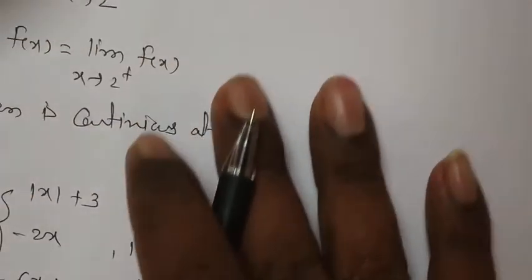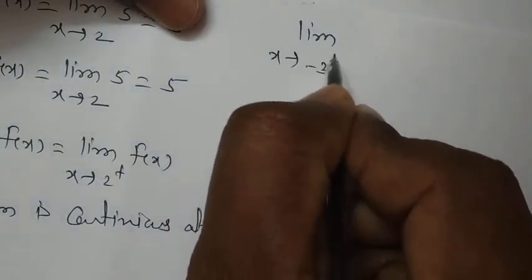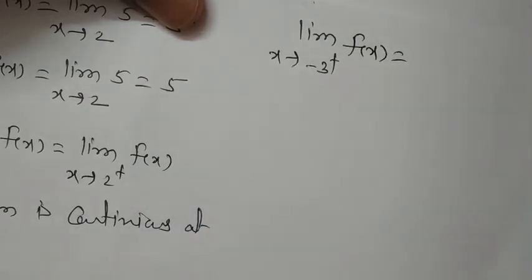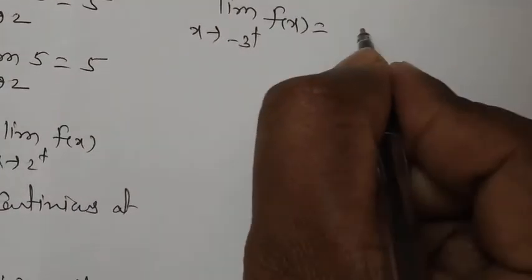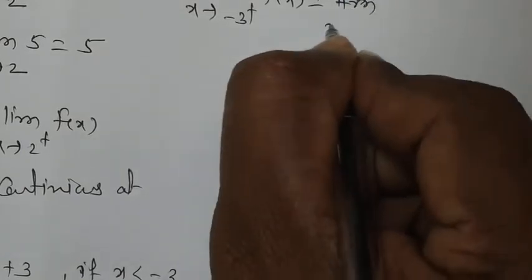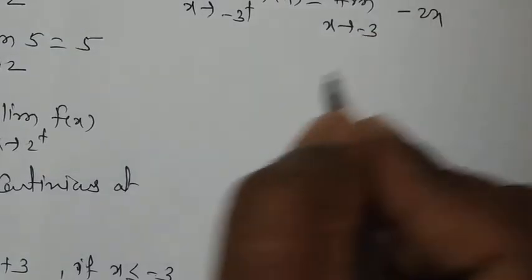Next, minus 3 plus: limit x tends to minus 3 plus f of x. For minus 3 plus, the answer is minus 2x. Put up here limit x tends to minus 3 of minus 2x.